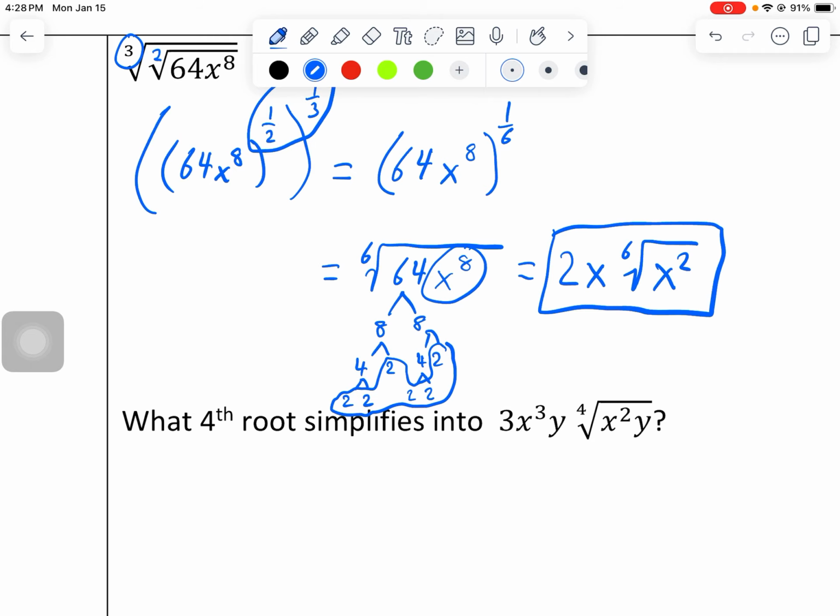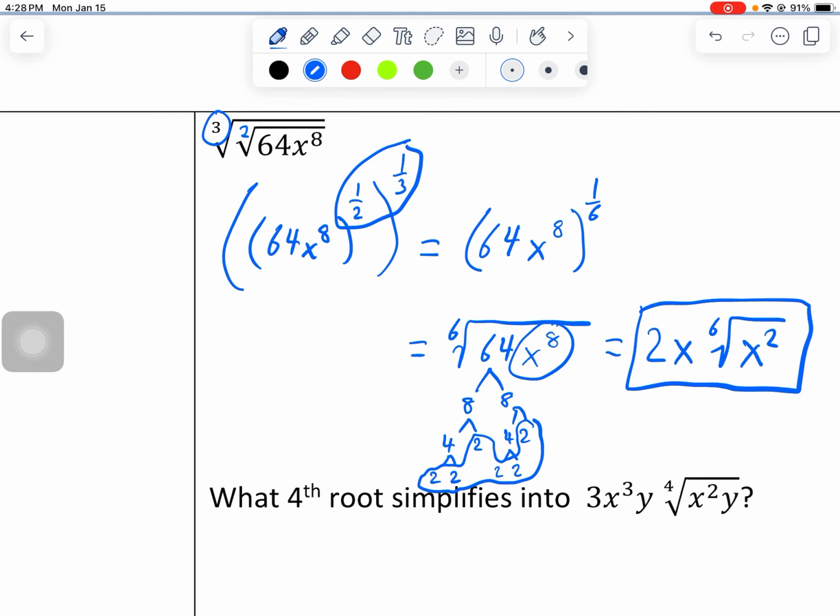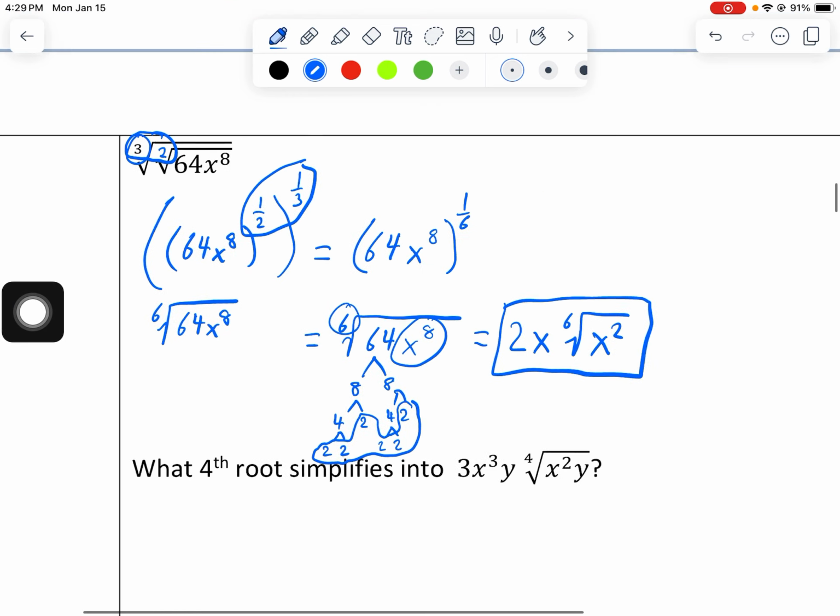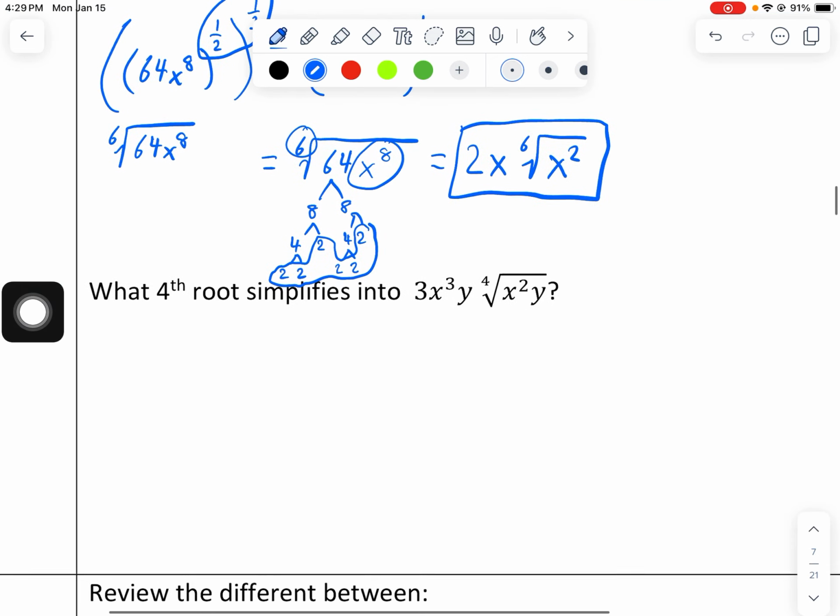Now I'm going to show you guys kind of a cheat code to this. If we look back at our index here, we have 3 and 2. So that 3 times 2 is 6. So we actually could have skipped straight to this part. I could have rewritten this as the 6th root of that right away if I just noted that I could multiply those two. So kind of a little cheat code for that.